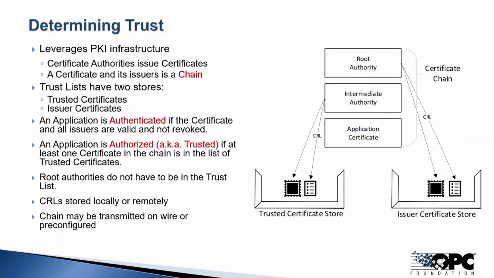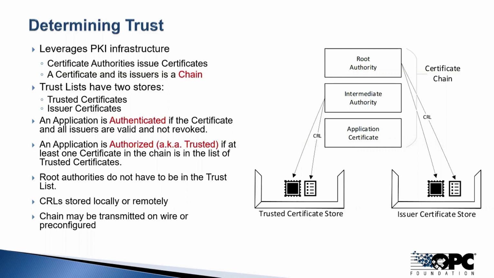The trusted certificate store is where you put certificates that are authorized. And the way authorization happens is that one certificate in the chain has to be in the trusted certificate store. So it could be the top level one, the root, or an intermediate, or it could be the instance, depending on the level of control.